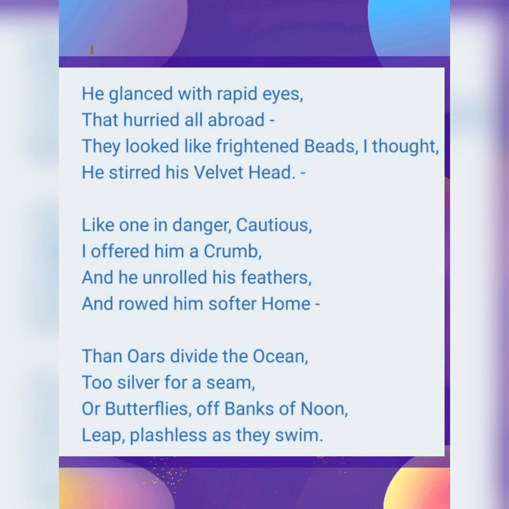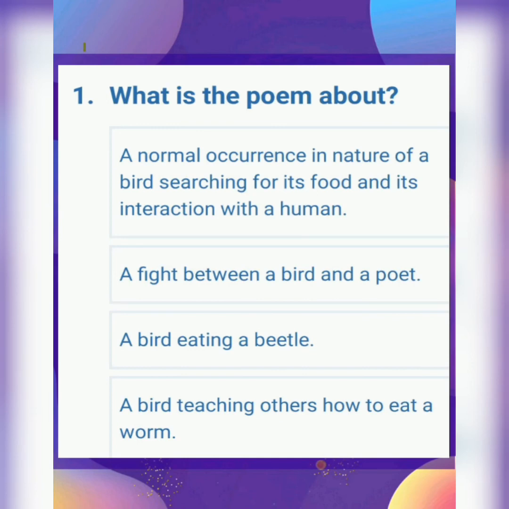Or butterflies off banks of noon leap plashless as they swim. The bird is compared to butterflies at the bank of noon, at the noon time, looking around the bank of the rivers. Leap means flying, plashless as they swim, as they fly. So the poet compares the bird to an oar and a butterfly.